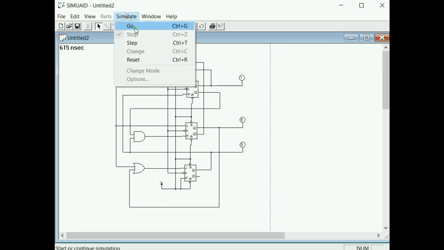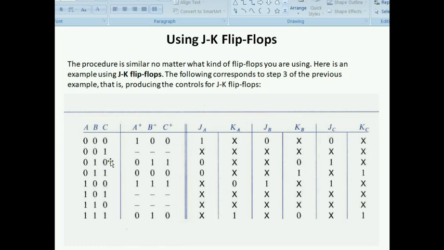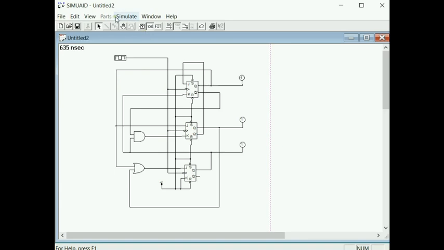Again, if I step the simulation again, it finds itself in state 111. And indeed, that is what is expected. So from state 100, the next state is going to be 111. The next state after 111 should be 010. So if I step it again, there we go, 010.